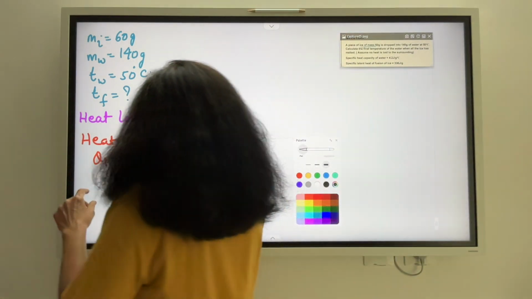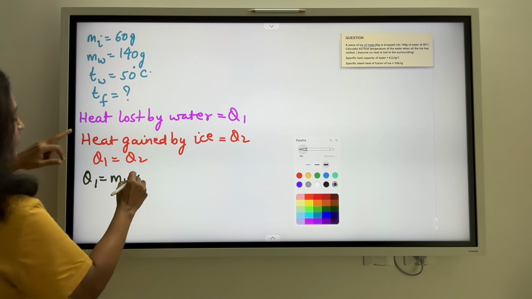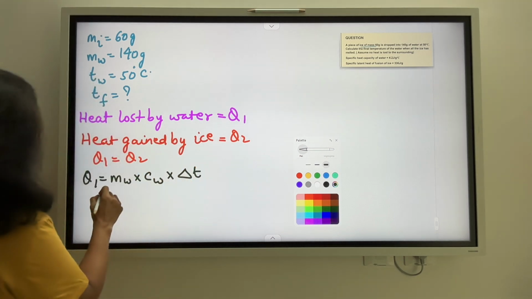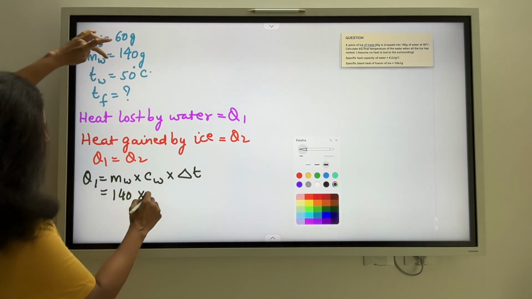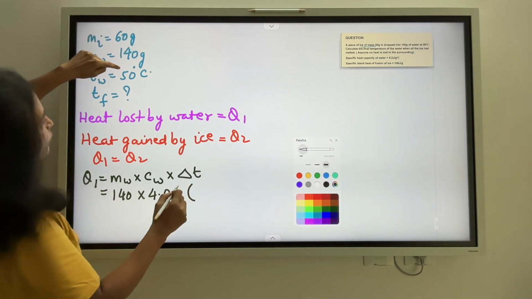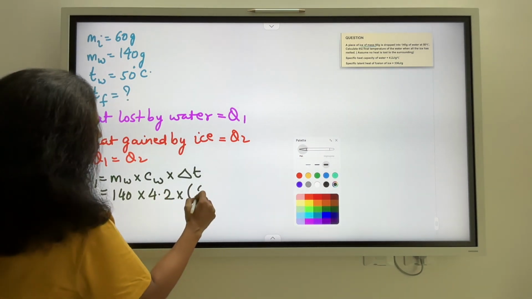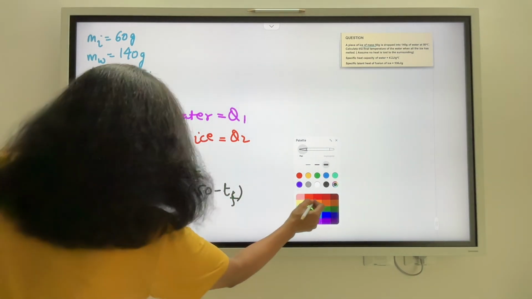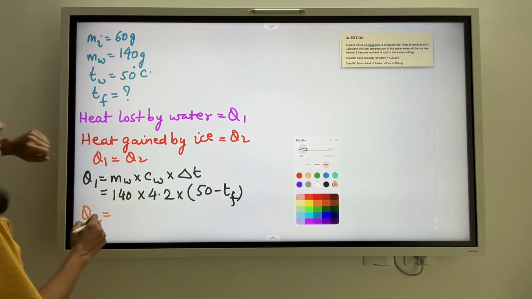So, what is Q1 equal to? Mass of water into specific heat capacity of water into the temperature change. Now, what is mass of water? It is 140 gram. Specific heat capacity of water 4.2, and the del T is what? So, from 50 it has reached down to a temperature of TF, final temperature. So, 50 minus TF. And what about Q2? I mean heat energy Q2. So heat energy which ice gains.